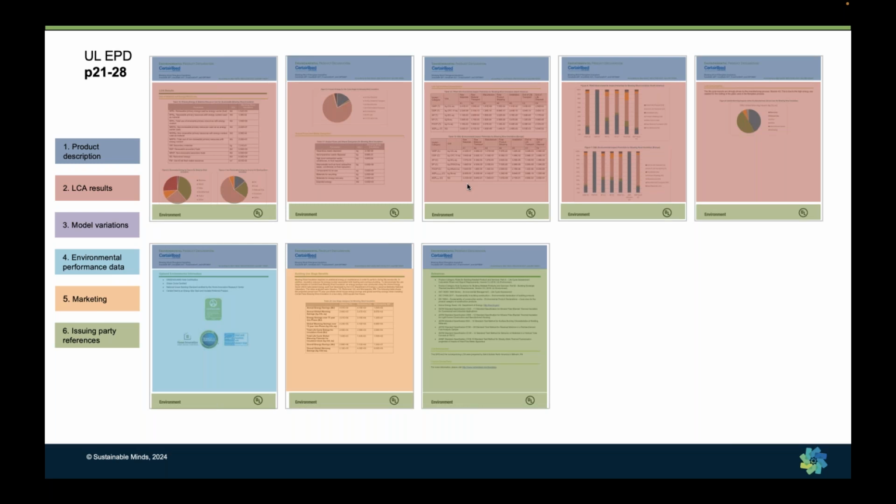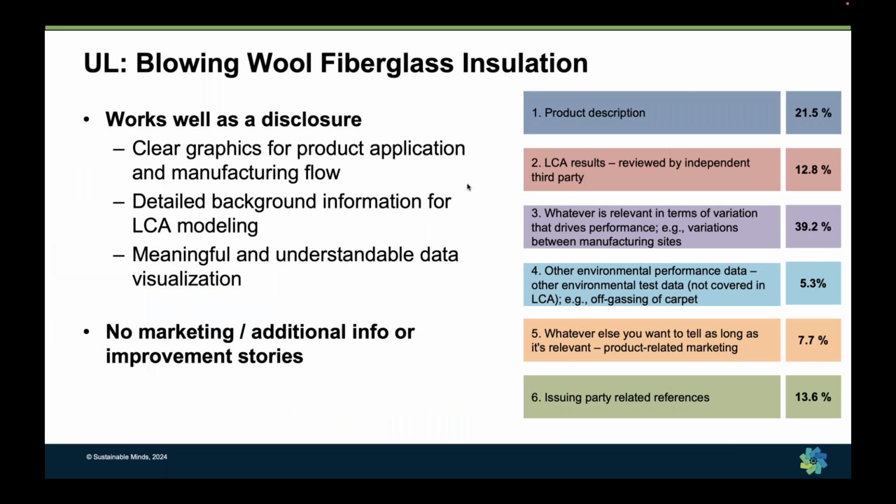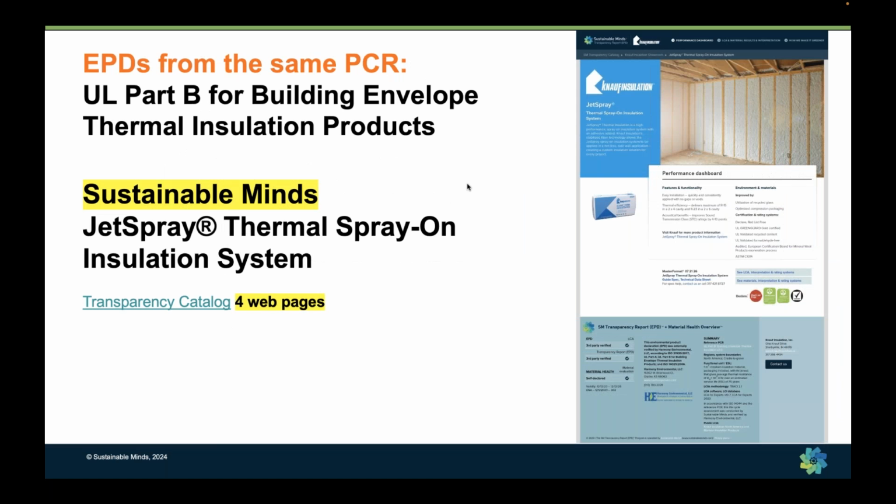So this is a content-rich EPD. It works great as a disclosure. Again, good graphics, detailed background, meaningful and understandable data visualization, but no marketing or additional info or improvement stories. So let's take a look at the Sustainable Minds Transparency Catalog for this spray-on insulation system. It's 4 pages. It's 4 web pages.